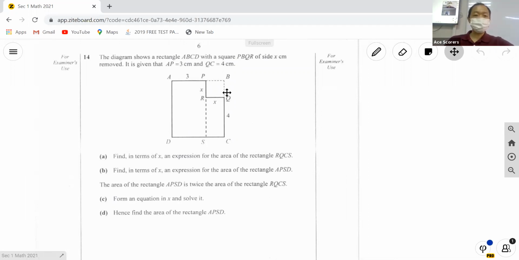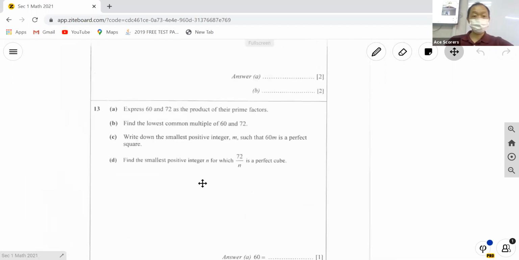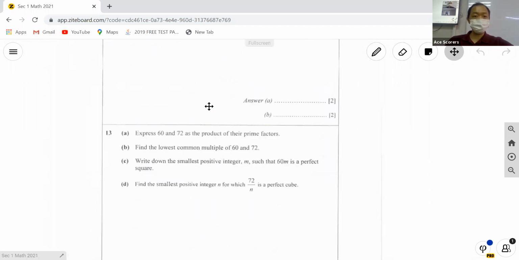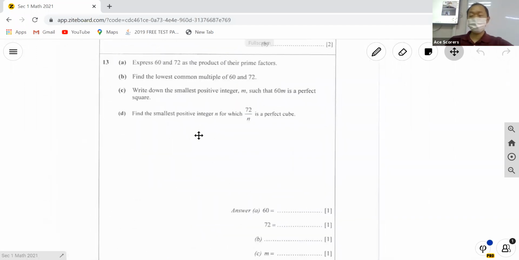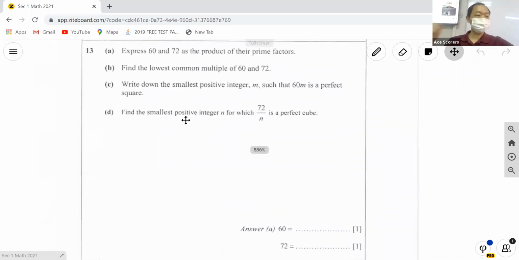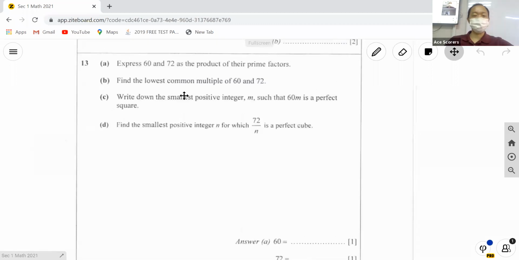So we have one more question from the previous paper that we haven't finished, a couple more, I think. Starting from here, question 13. So what we're doing now is revision. Revision means we do everything that you have learned: HCF, LCM, algebra, and all this stuff. We are still on Paper 1. This is from the BT Secondary School Mid-Year Exam.